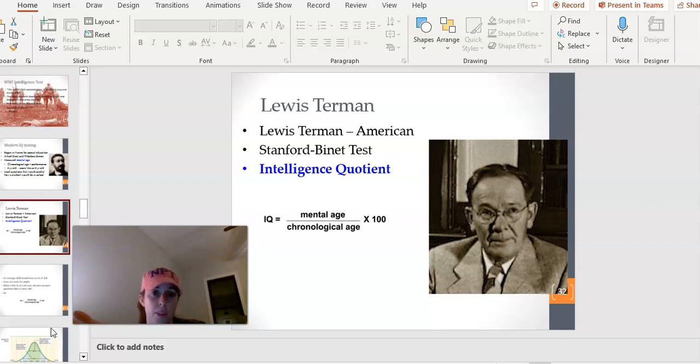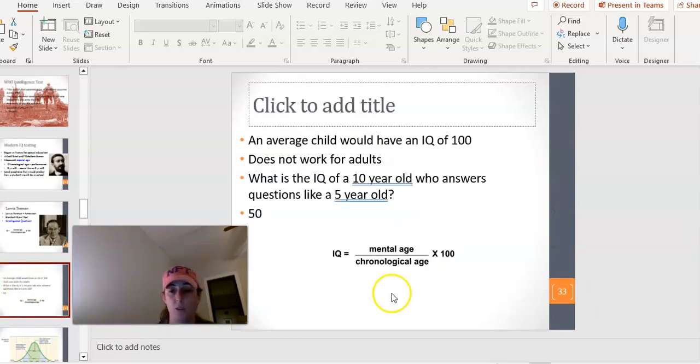And you might see this guy's name with it. It's called the Stanford-Binet test, but the American Lewis Terman really brought it to America and the world. But remember with this one, you can't use it on adults because at some point your mental age doesn't keep growing, right? You're not that much smarter when you're 25 versus 26 or whatever.